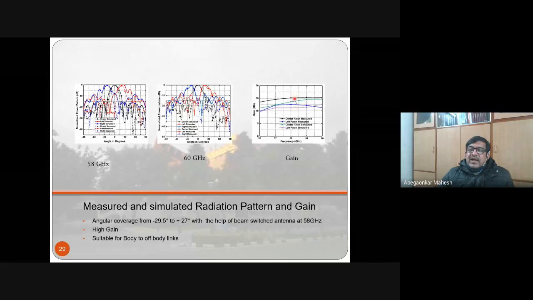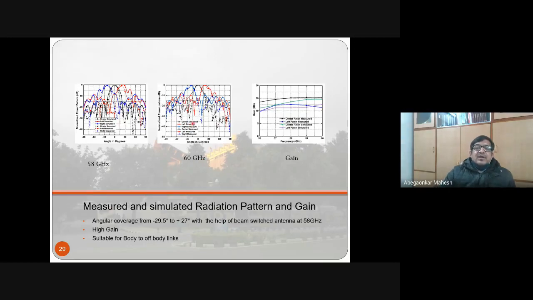What is also important is these two patterns. The pattern on the left side is taken at 58 gigahertz, whereas the pattern on the right is taken at 60 gigahertz. This is just to see that the patterns are consistent over the frequency band.